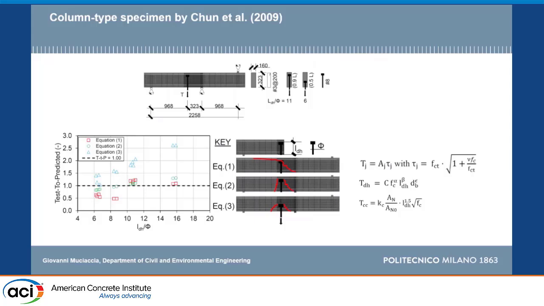So the first equation is the joint shear, and you can see this is what we expect for a joint shear failure. This would be the anchorage failure in terms of development, and this is our concrete cone failure.